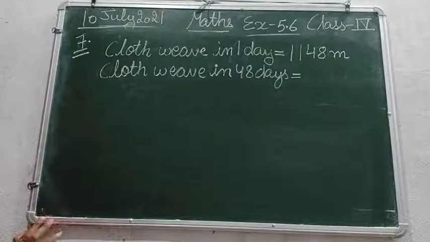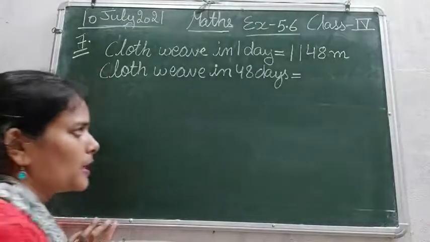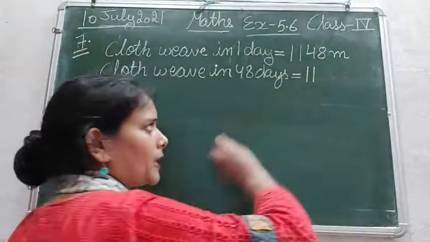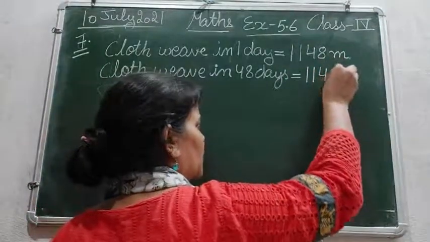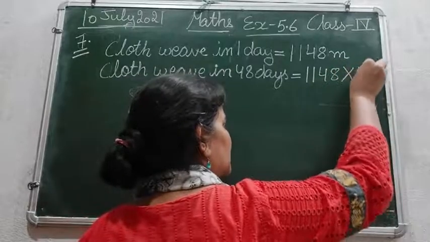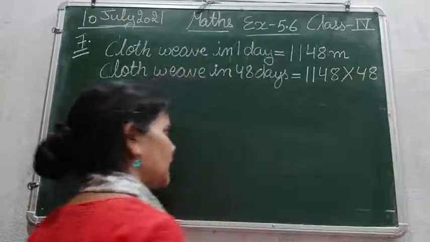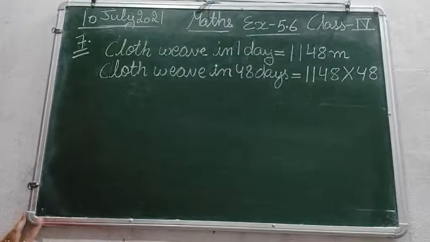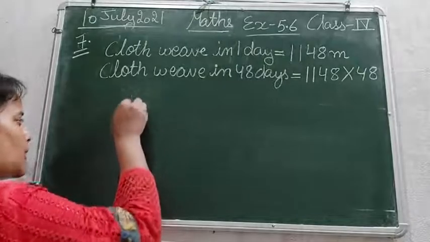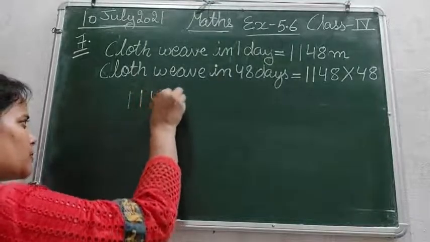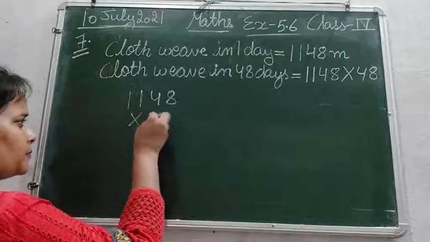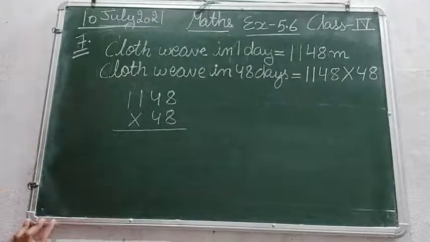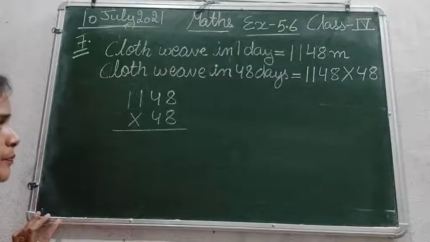So for that what we are going to do is we will do the multiplication. So for this we are going to multiply the cloth weave in 1 day, that is 1148, with number of days, that is 48. So let's multiply 1148 with 48. करिए. 1148 multiply 48. Okay, so let's multiply it.